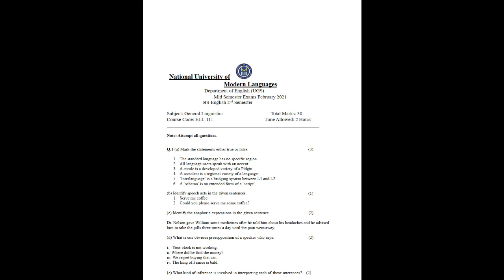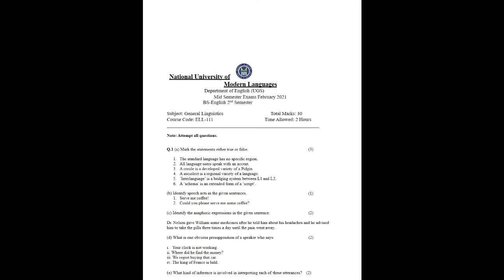Part D, what is one obvious presupposition of a speaker who says, and the first statement is, your clock is not working. So the presupposition here is that you have a clock. Second one, where did he find the money? Here the presupposition is that he found the money. Third one, we regret buying the car. So the presupposition here is that we bought the car. The fourth one, the King of France is bald, and the presupposition here is that France has a king.